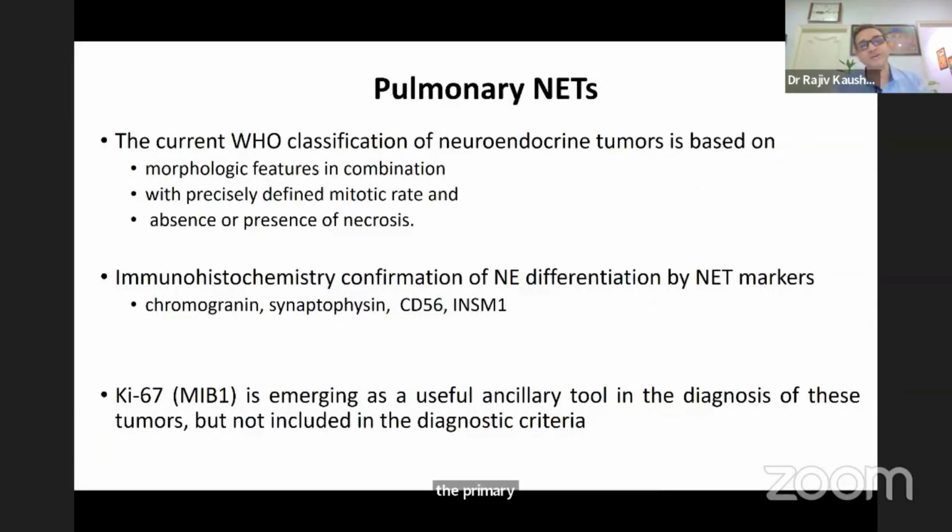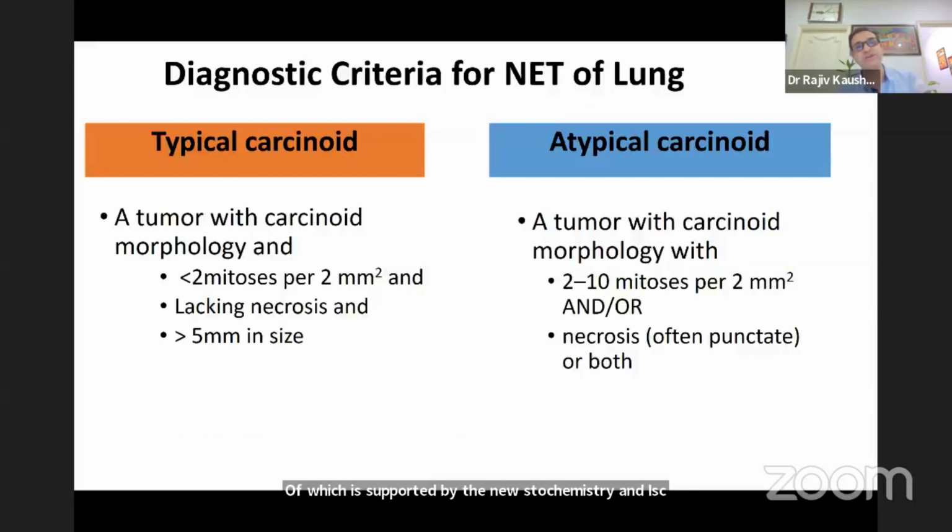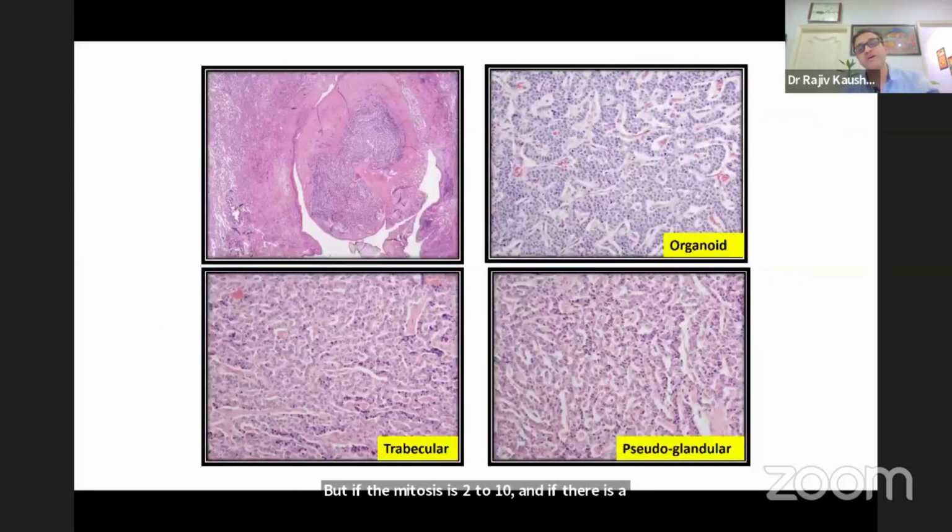The classification, as I mentioned, is based on morphological features, which are supported by immunohistochemistry, and Ki-67 is not a very established tool. The broad categories of the differentiated tumors are typical and atypical, and these are the cutoff criteria which we use. A mitotic count of less than 2 per 2 mm square, lack of necrosis, and a size of more than 5 millimeter is a typical carcinoid. But if the mitosis is 2 to 10, and if there is presence of necrosis, it becomes atypical carcinoid.